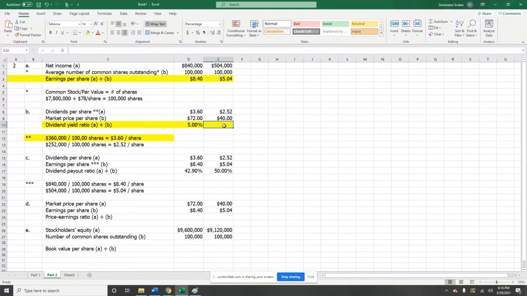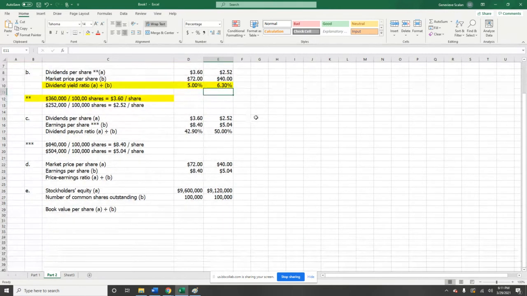Last year, we had dividends of 252. So our dividend yield ratio is equal to the $2.52 that was paid out per share divided by the $40 it cost you to buy a share, 6.30%. So that's pretty good. Oh, the answer's in there. All right.